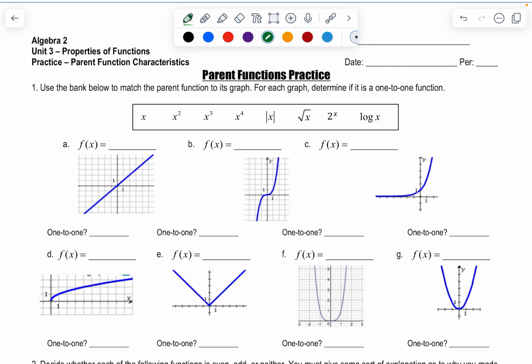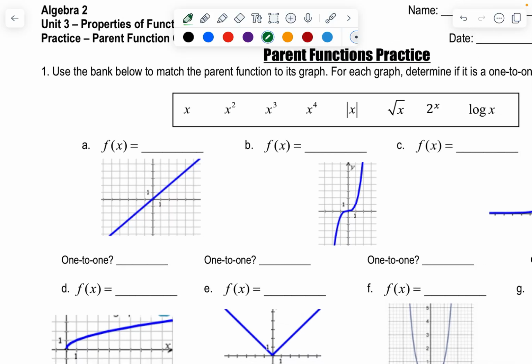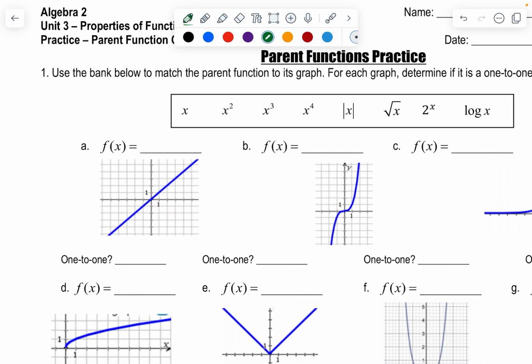So A. Looking at A here, this is a line, right? What you worked with most in Algebra 1. So when you look at this line here, that equation is going to be f of x equals x. Your exponent's 1. That's what made it a linear function.